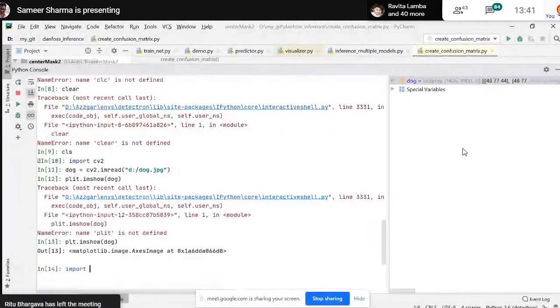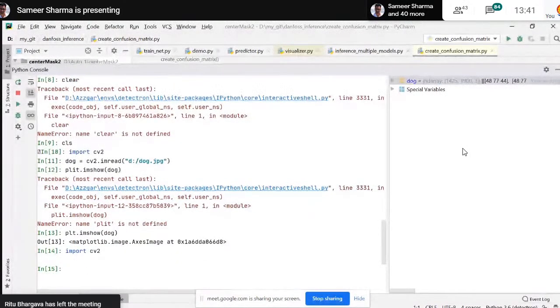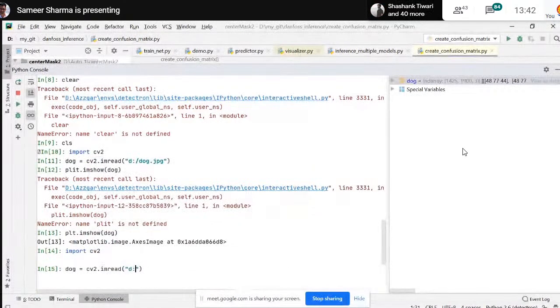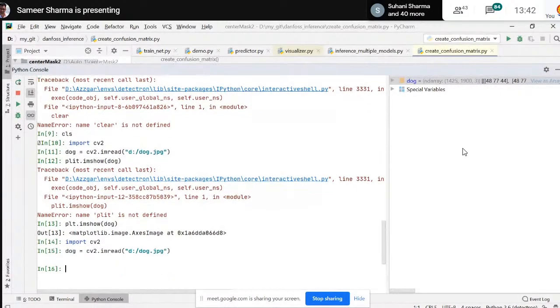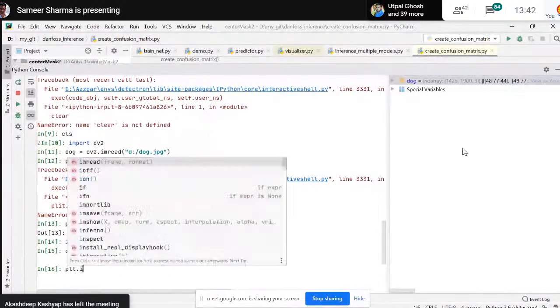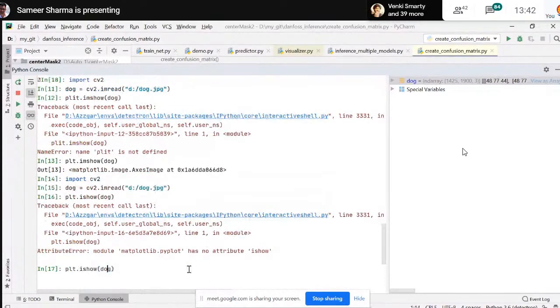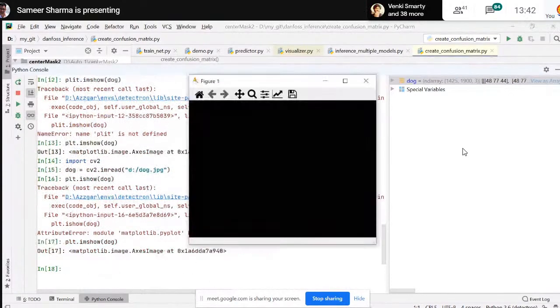Okay, so if I do this, I say define this image. What I'm trying to do is read this image. Tell me if you're not able to see my screen, because this is important for you to see how we code and how things go. Okay, so now if I plot it, say imshow.